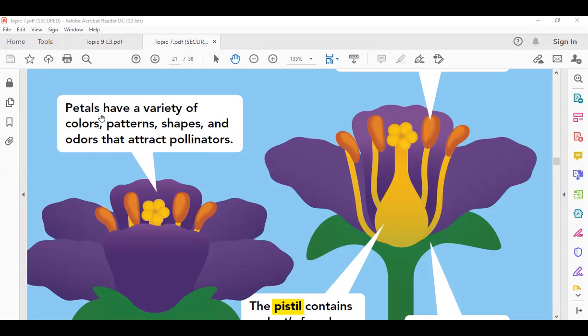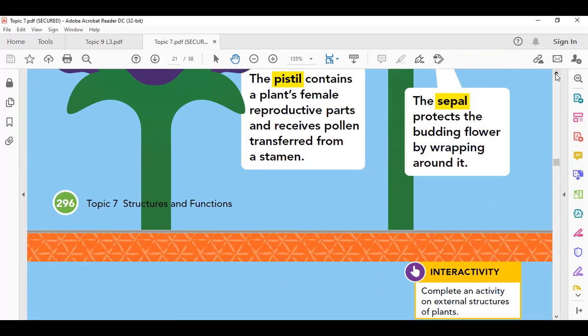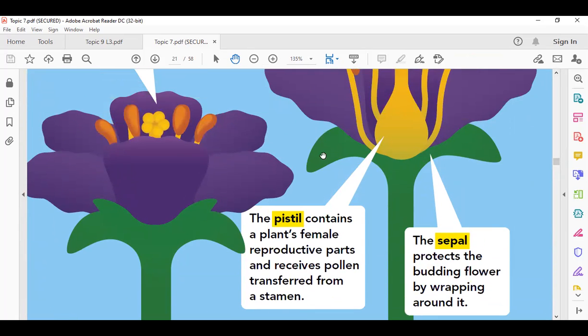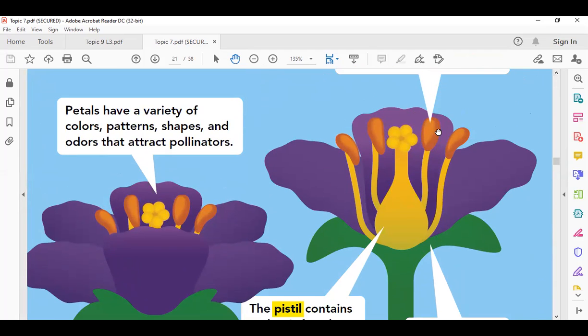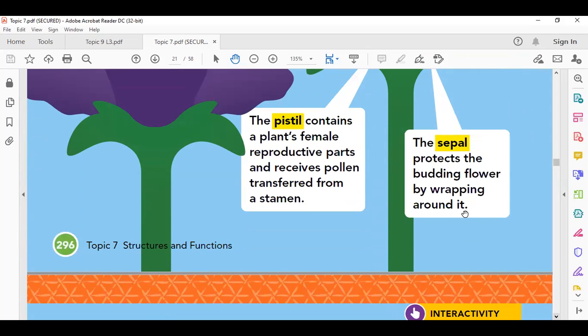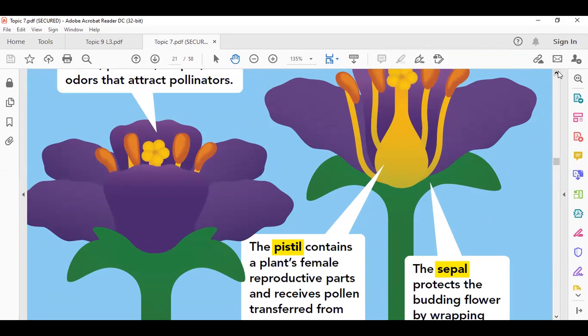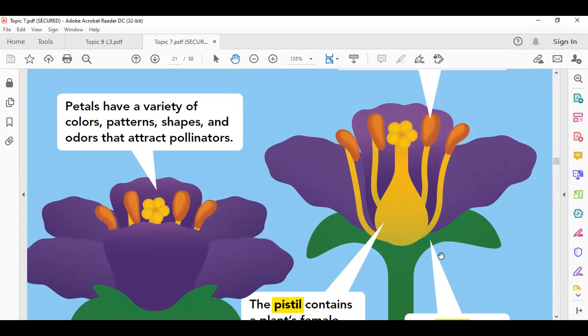Also, petals have another very important function: to protect the flower, the stamen and the pistil. Also the flowers have another important part called the sepal. Look, this is the sepal. You see it? This is the sepal. So we have the parts: the stamen, the male part, the pistil, the female part, the petals, and also the sepals. The sepal protects the budding flower by wrapping around it. It covers and protects the petals, the stamen and the pistil. In general it protects the flower.